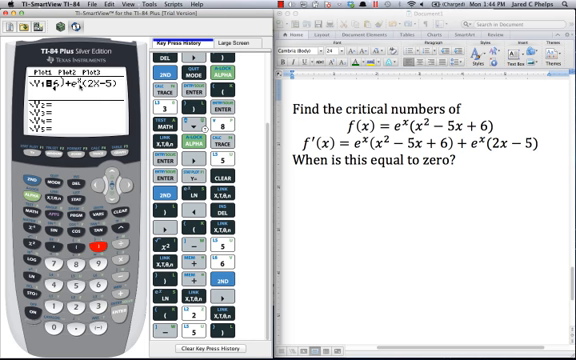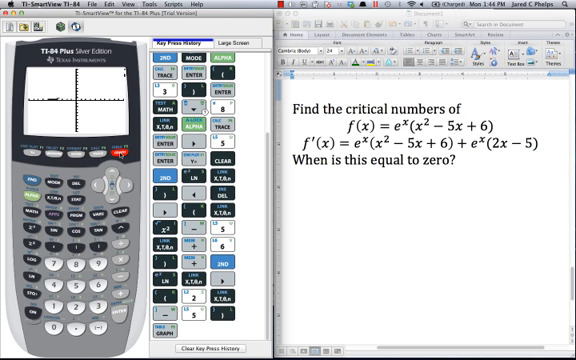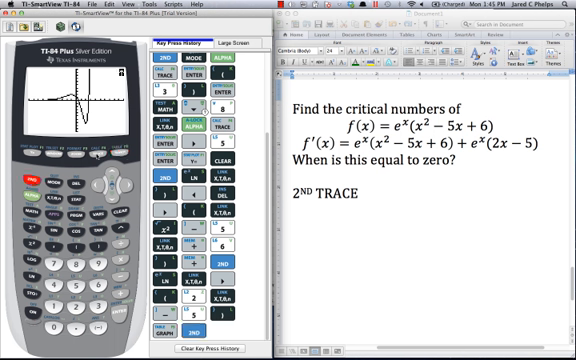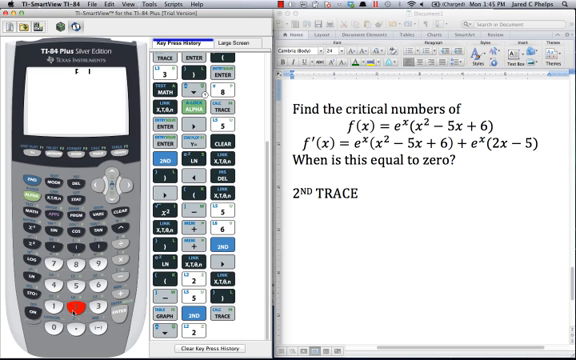Okay, so I've got this whole derivative thing in here, right? If I now graph this, this is the graph of what that derivative looks like. And note, what I want is, when is this equal to 0? In other words, what are these zeros of the function, right? And the way I'm going to do that is by using the second trace menu. So second trace to get into the calculate menu, and then we'll choose number 2 for zeros.